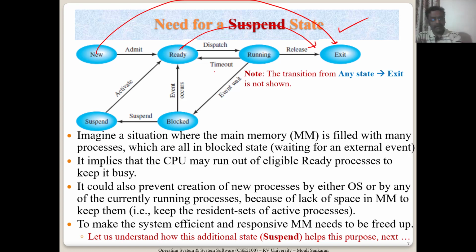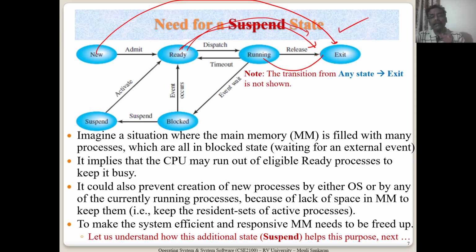In that case, they may kill it, or suppose you have paid some money for a service, and then your licensing is ending. So whatever processes belong to you as a user, all the processes belonging to you will be removed. So these kinds of things, irrespective of whatever the state of your process, they may be killed. So ready to exit is possible.